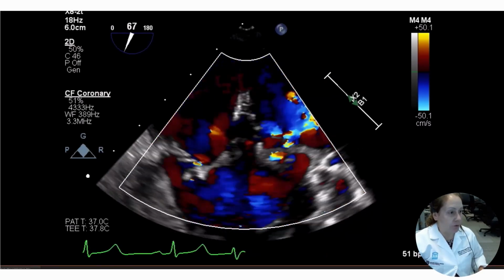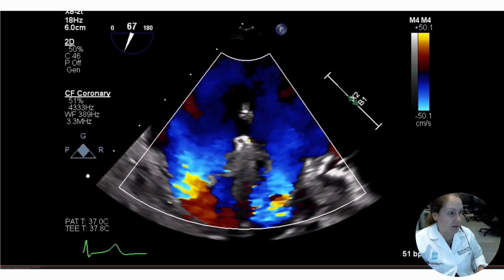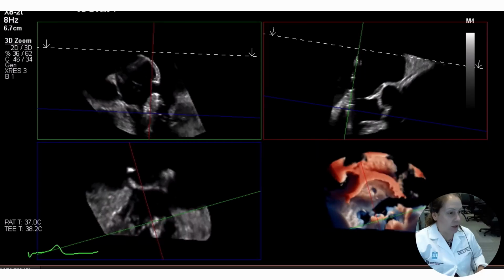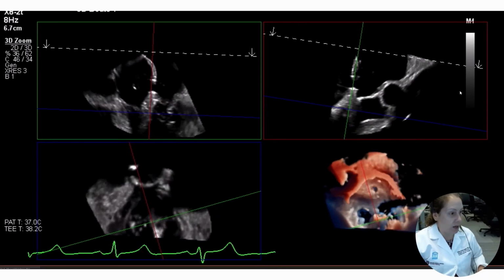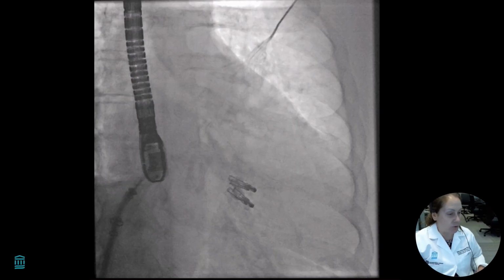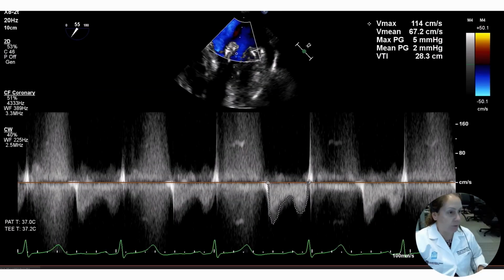And when we insert the first clip, we see this significant residual mitral regurgitation. And of course, then we use a lot of MPR and 3D reconstruction to insert the second clip. And as you can see, this is the final outcome with a mean gradient of 2, so there is no significant mitral stenosis.